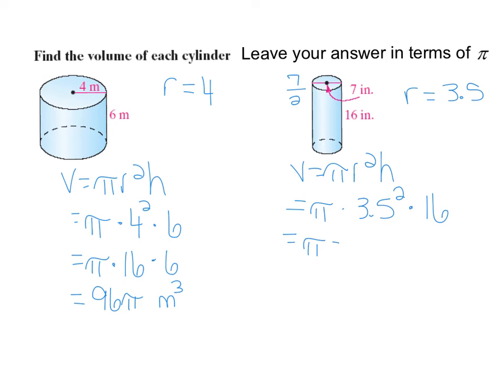We're going to leave pi this time. 3.5 times 3.5 is 12.25. I shouldn't have written an equal sign there. That should have been a multiplication sign. 12.25 times 16. So I'm going to multiply that by 16, and I get 196 pi. We're leaving pi in the answer. We're not going to multiply by 3.14. My units, inches cubed. So that's how you find the volume of a cylinder.